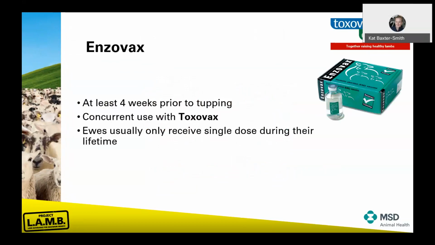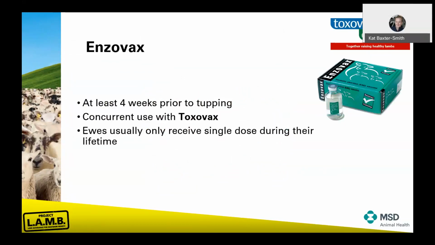How do you use it? It can be given at least 4 weeks prior to tupping. So this can be given in the 3-month to 4-week period prior to tupping. If they can do it earlier, there's nothing to stop them from doing it earlier, and actually, we would recommend that. It can be used on the same day as Toxovax, just given in a different location. And similar to Toxovax, generally you only need 1 dose for a lifetime of protection.